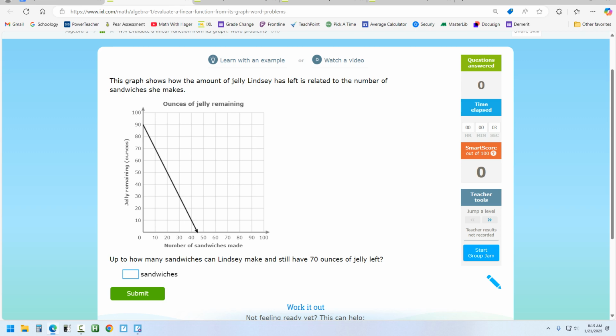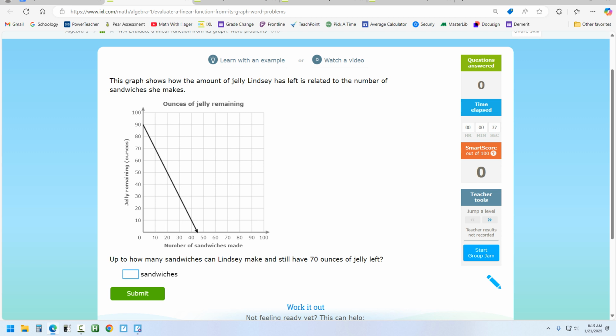It says the graph shows how the amount of jelly Lindsay has left is related to the number of sandwiches she makes. So if she doesn't make any sandwiches, she has 90 ounces of jelly left. And then as she continues to make more sandwiches, the amount of ounces of jelly she has goes down. Okay. Up to how many sandwiches can Lindsay make and still have 70 ounces of jelly left?